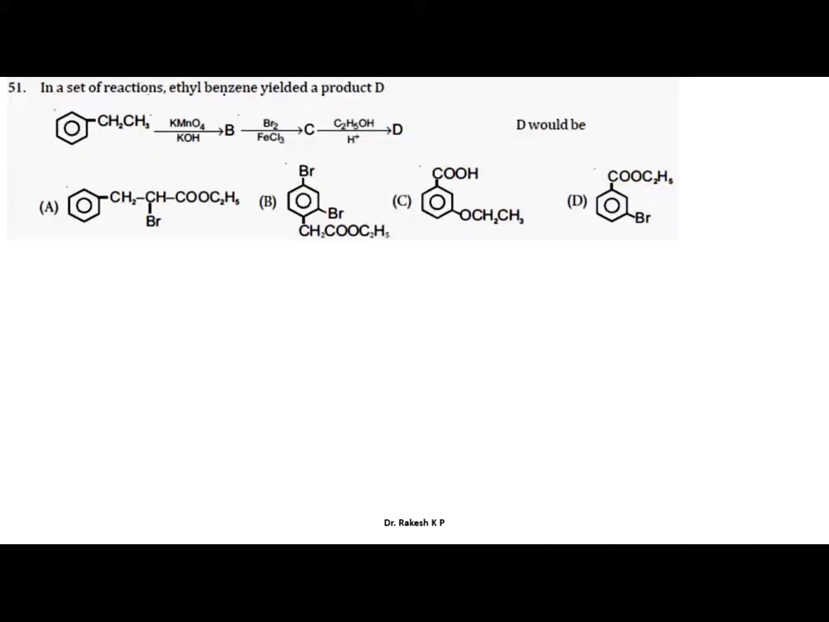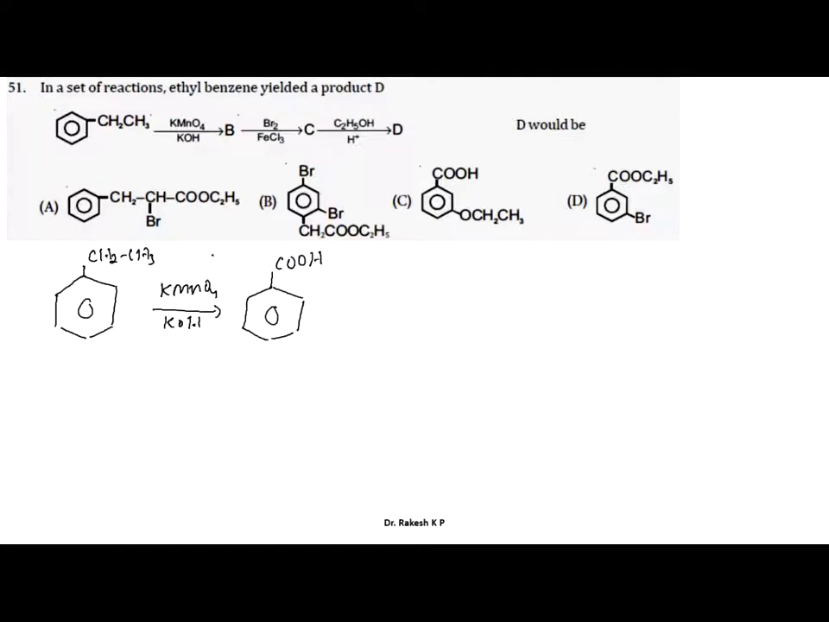In a set of reactions, ethyl benzene yielded a product D. Okay, just go to this one here. This is the ethyl benzene. Whenever you have ethyl benzene, that is CH2CH3, it may be any alkyl benzene, but remember the concept in this one. This is alkaline potassium permanganate, which is nothing but a base reagent. Whatever the length of the alkyl group, the carbon attached to the ring has to contain at least one hydrogen. So on oxidation you are going to get benzoic acid. So this is the first one we are going to get.